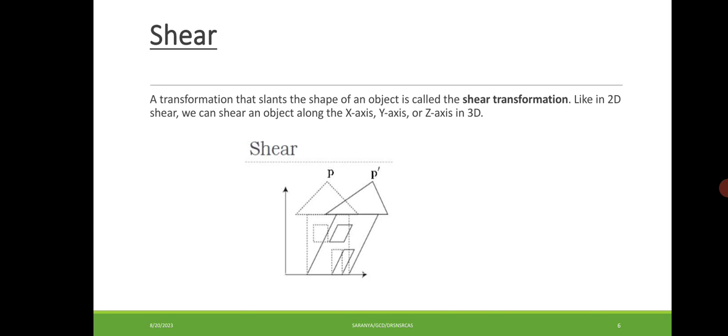The next one is shear. A transformation that slants the shape of an object is called shear. Like in 2D shear, we can shear an object along the x-axis, y-axis or z-axis in 3D. In the picture you can see the normal shape of a house, but in the shear we are enlarging the shape using the slanting.